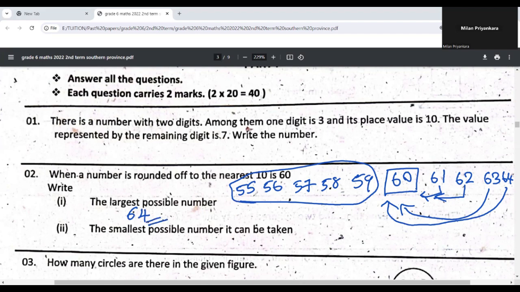If you round off any number from 55 to 64 to the nearest 10, that number becomes 60. So the number can be any of these, 55 to 64, right? But the largest possible number is 64. The smallest possible number you can easily see here is 55, right? So I think you understand this one.